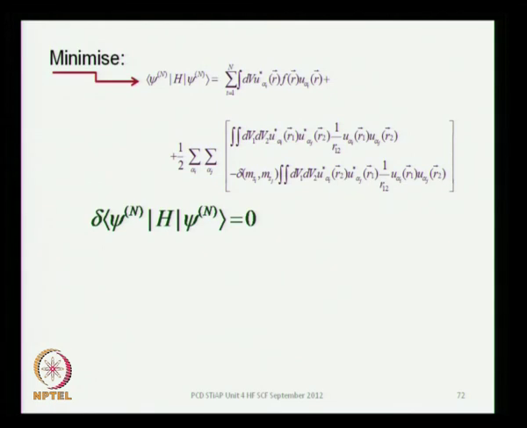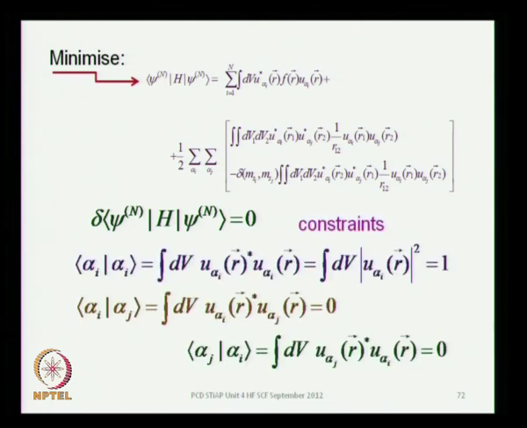And now, what we are going to do is to carry out a variation, minimize this, right? We want to get an extremum of this state subject to certain constraints. So, the variation in this expectation value of the Hamiltonian must vanish, that is the criterion of having an extremum. And then the constraints to work with are the normalization integral for each state and the orthogonality of each state, but mind you there are complex conjugates.